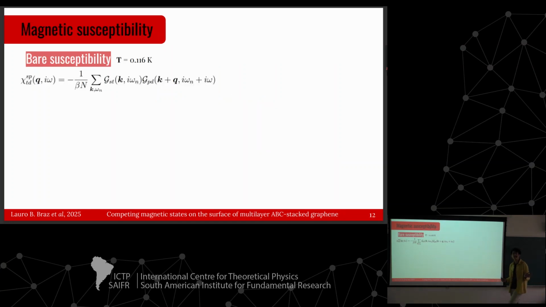Now, the way of studying the magnetism in the system is computing the magnetic susceptibility. To do that, we need to do a contraction between Green's functions. Here we need to take into account the integration of momentum and Matsubara frequencies, which is not computationally easy. So that's the first challenge, and the need for very low temperatures.